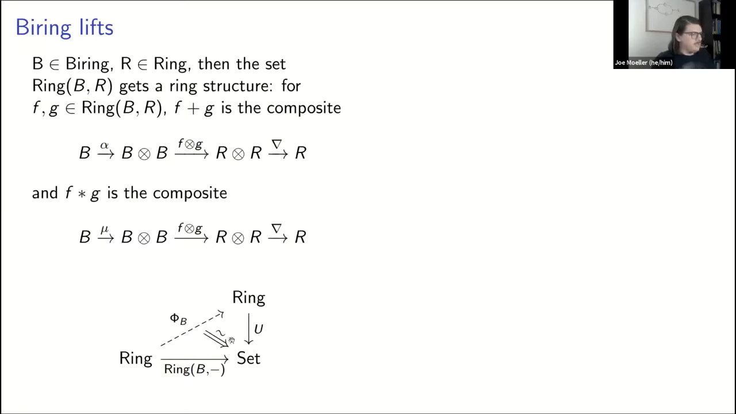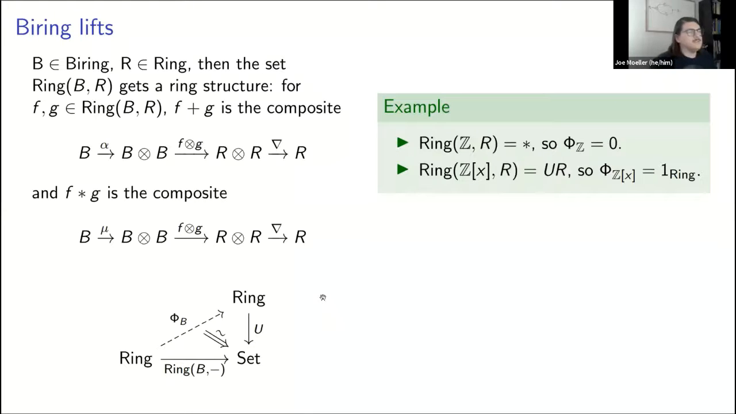I mean, just forgetting the ring structure that you imposed is what it means to compose it with the forgetful functor. So let's look at our examples that I've said we're going to carry around. The functor that Z represents, because it's initial, the set it produces here is always going to be a singleton, and so this is always 0, and so the functor that it lifts to is the 0 functor, the one that produces 0 all the time.